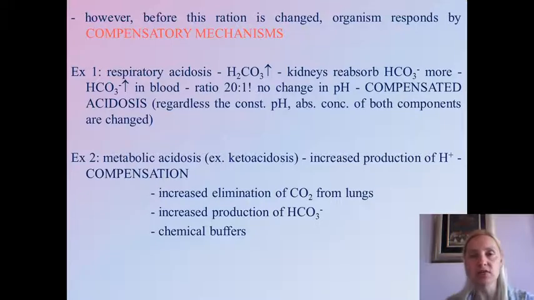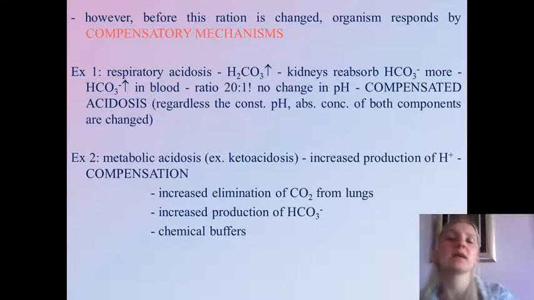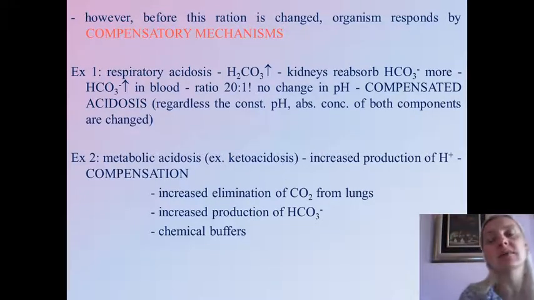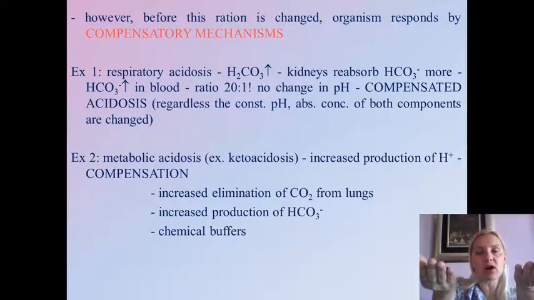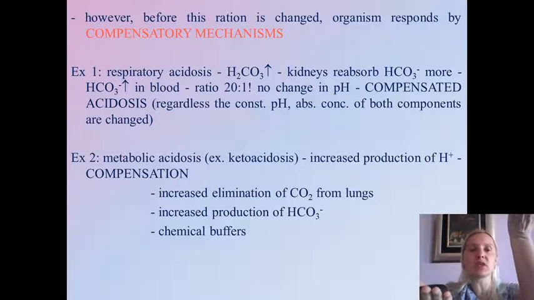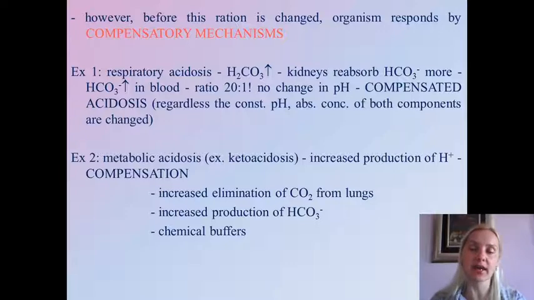Respiratory acidosis occurs when lungs cannot eliminate sufficient quantities of carbon dioxide. So the concentration of carbon dioxide increases and concentration of carbonic acid also increases. So what do we need to do? If we increase carbon dioxide, we have to increase bicarbonate somehow. So now kidneys are activated.